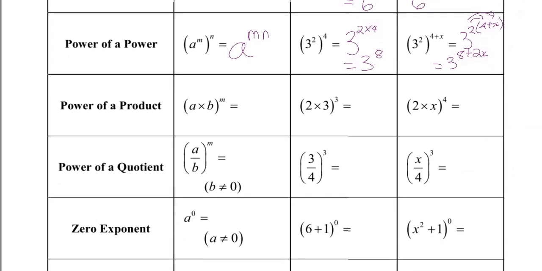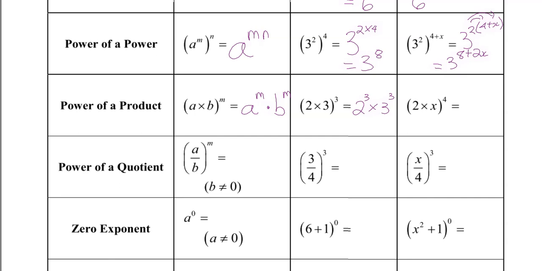Power of a product. When you multiply two things together, we've got a times b to the m, and that is simply the product of the powers. So it's a to the m times b to the m. 2 times 3 cubed would be 2 cubed times 3 cubed. Now we might think about writing it as like 6 cubed, but in this case, we're going to write it as 2 cubed times 3 cubed.